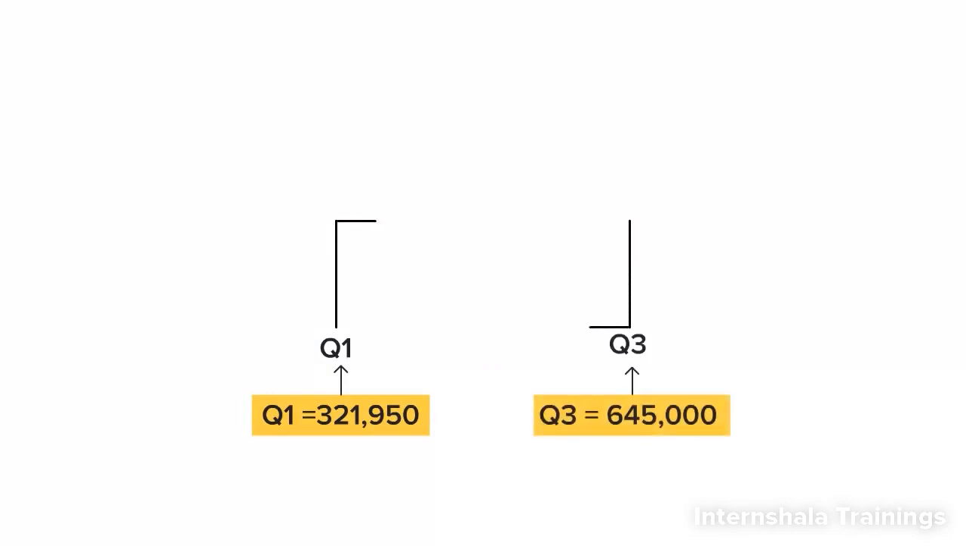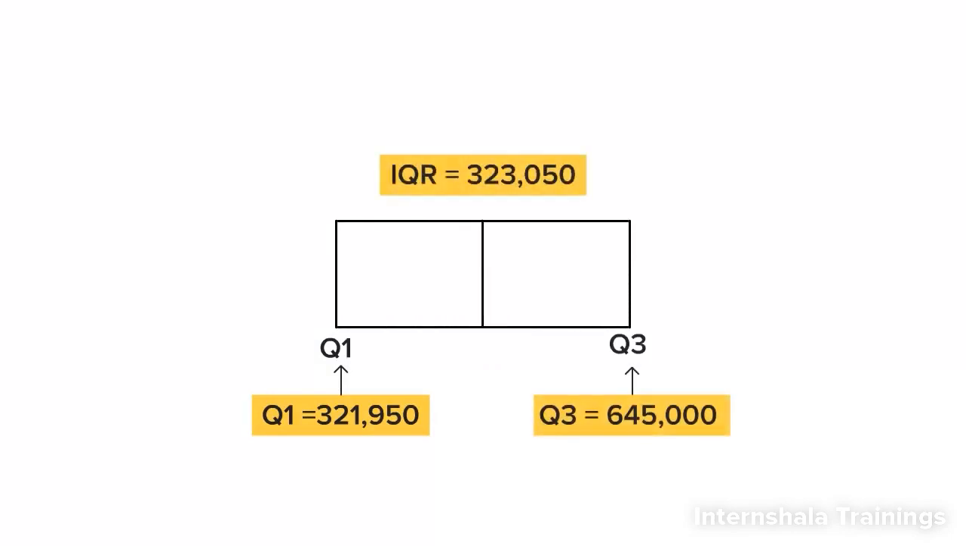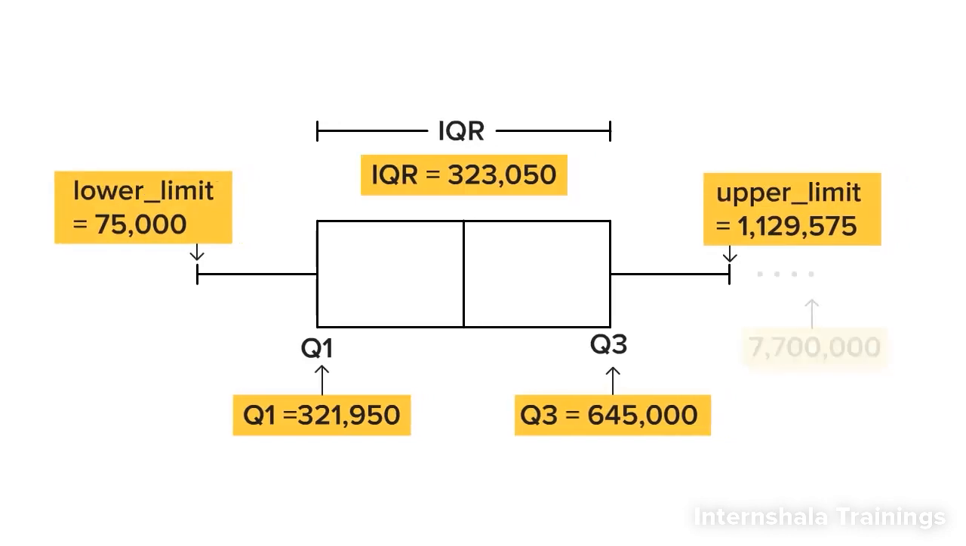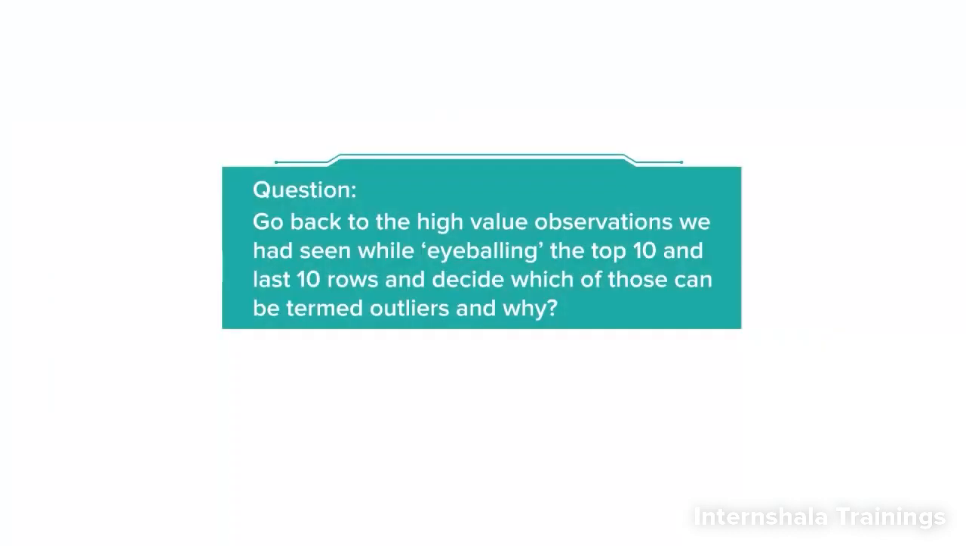Now it will be easier to understand all of this in a box and whisker plot as shown here. As we can see in the chart above, all the data points beyond the upper limit can be termed outliers. Here is a question for you now. Go back to the high value observations we had seen while eyeballing the top 10 and the last 10 rows and decide which of those can be termed outliers and why.